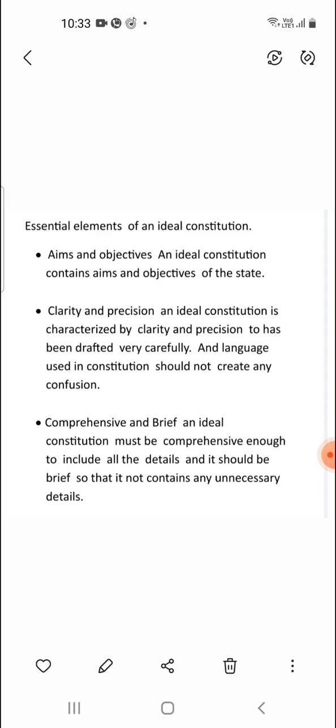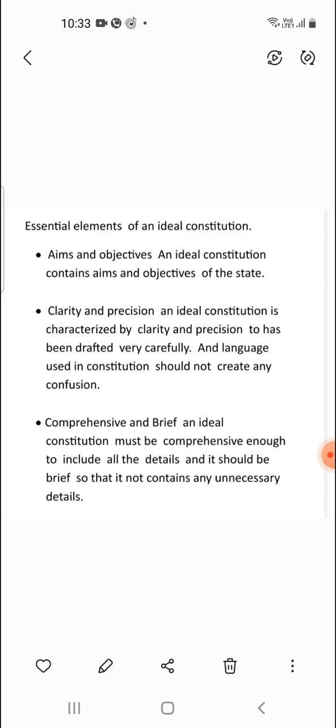Always the constitution must begin with clear aims and objectives. An ideal constitution contains the aims and objectives of the state. The preamble of the constitution serves this purpose. So these aims and objectives always concern the state, the government, and the citizens of that particular country.